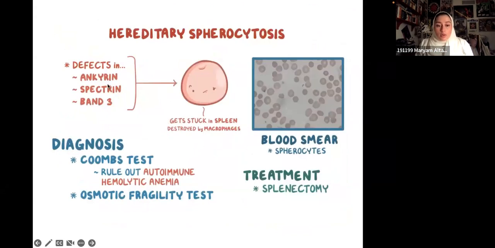And again, just so you have them in mind, you can also see spherocytes in hereditary spherocytosis, where you have defects in ankyrin and spectrin or band 3, and diagnose them by Coombs test, okay? But you have to rule out autoimmune hemolytic anemia, and the diagnosis for hereditary spherocytosis is osmotic fragility.